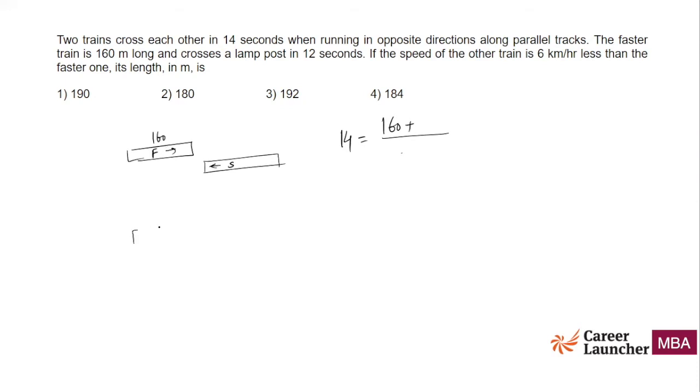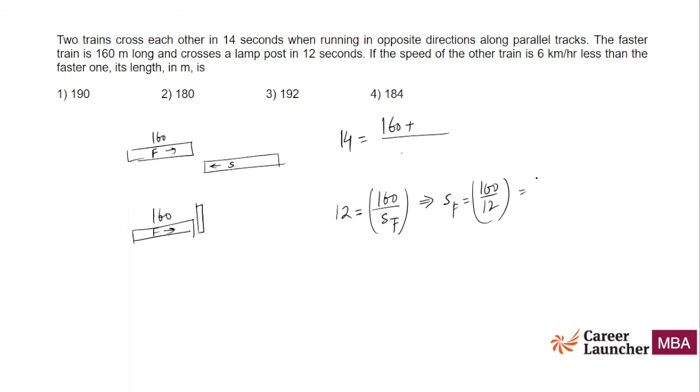And this train, this faster train of length 160, it can cross a lamppost in 12 seconds. So if you're talking about this lamppost to be crossed in 12 seconds, so time will be equal to the distance it is going to cover upon its own speed. So speed of the faster train. So from here, we will get speed of the faster train as 160 by 12.